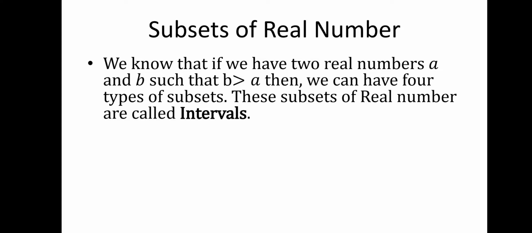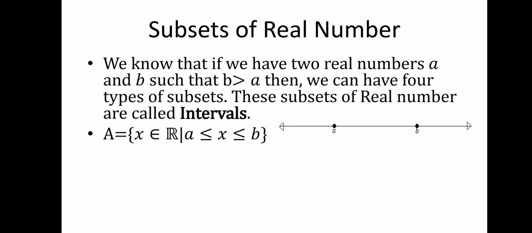Fine. Now how can these 4 different types of subsets be? The first one is x belongs to R such that A less than or equal to x less than or equal to B. That means it is all the elements between A and B, taking A and B also. So when we represent this on the number line, we represent it like this. If this is a number line and A and B are the 2 points on the number line, then I consider both A and B and anything in between.